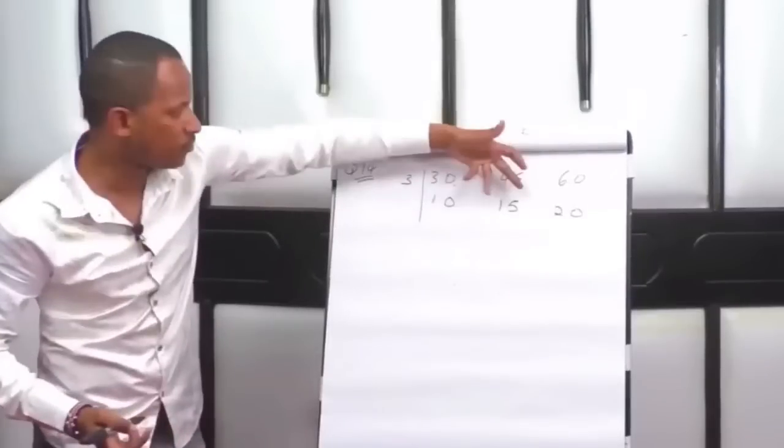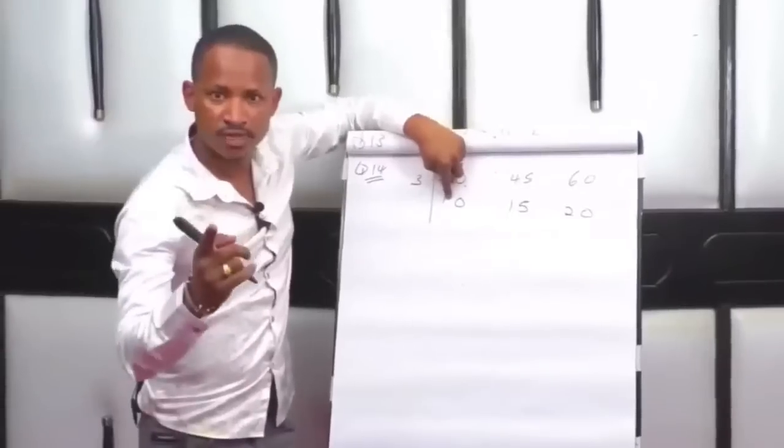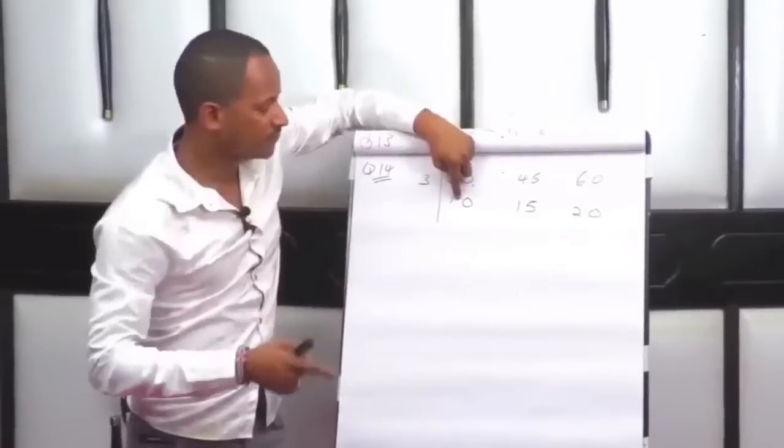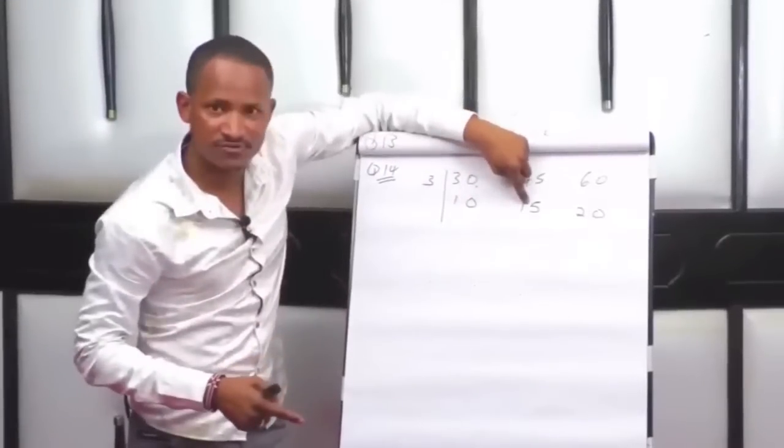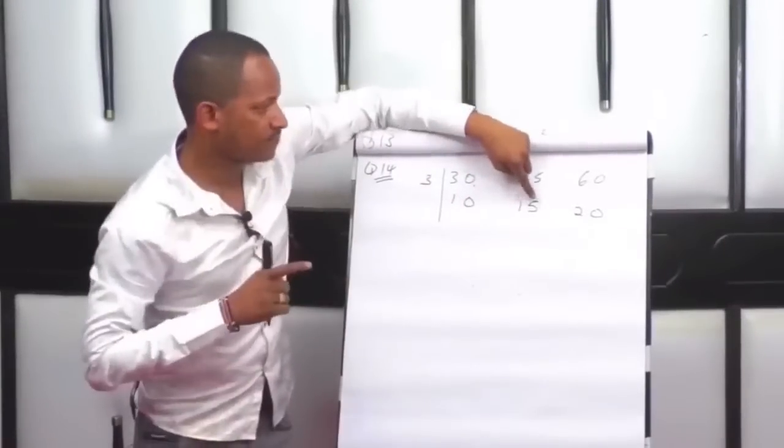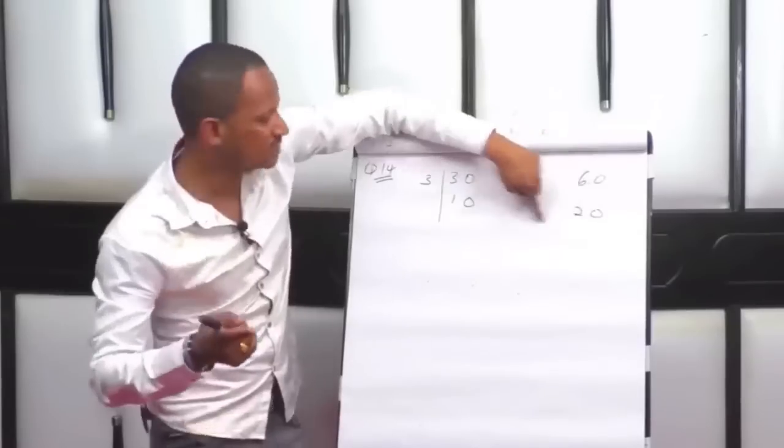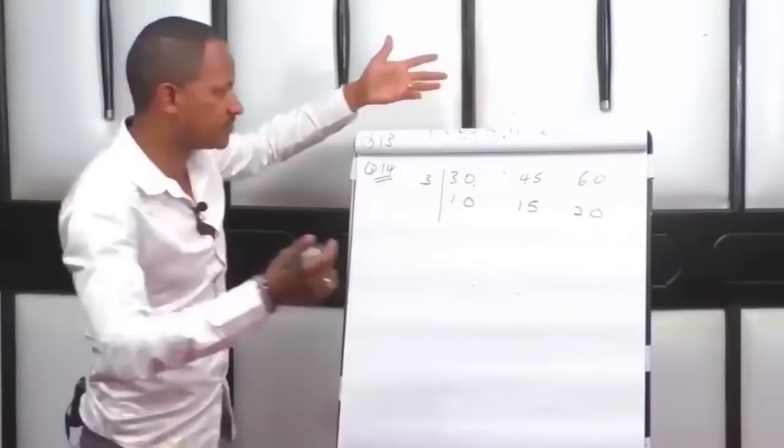Then go to 4. 4 can go into 10 2 times, remainder 2. 4 can go into 15 3 times, remainder 3. 4 can go into 20 5 times. So there is a remainder with 4. What about 5? Let's see 5.